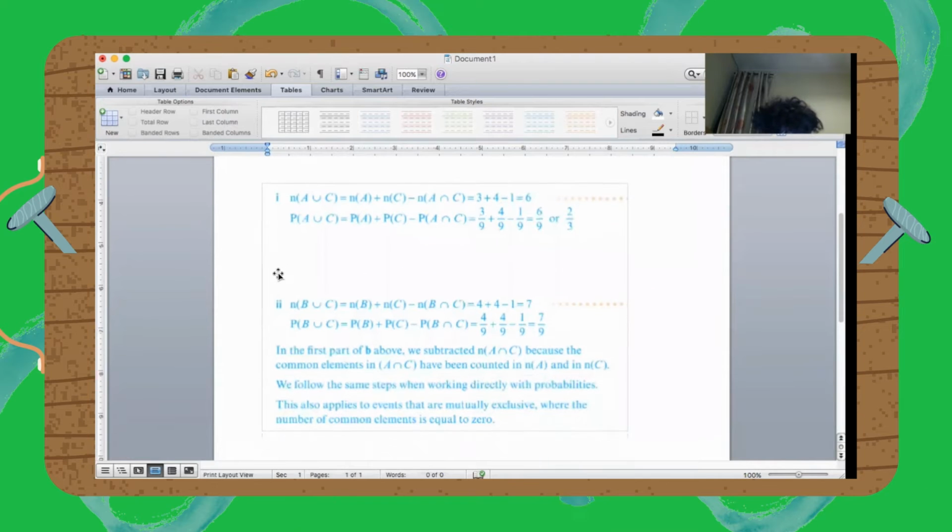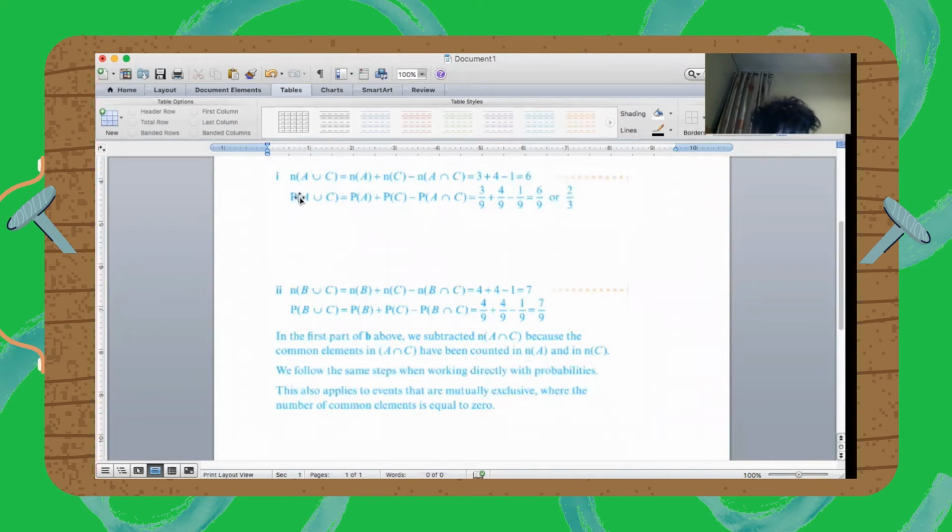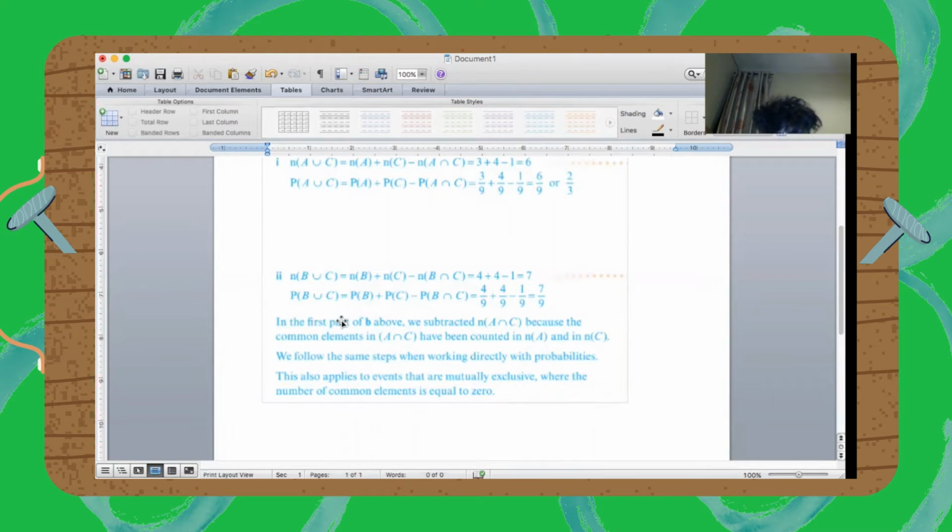And for B union C, it is almost the same way as the probability of A union C.